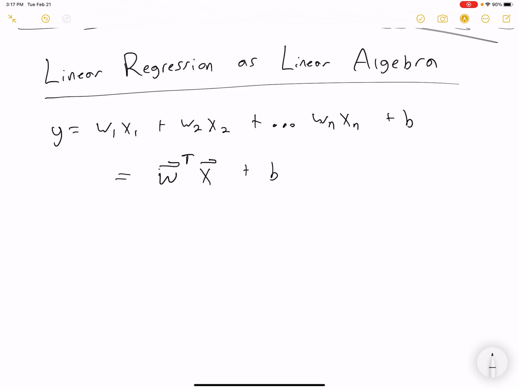That only works for linear regression. If you get more complex models, it no longer works. So it's kind of a special case because linear regression is such a simple equation. We're not doing Wn times xn squared or times the square root of x. It's just a linear equation.